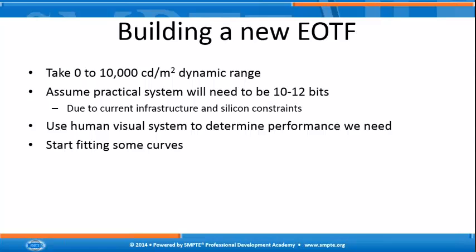So we're going to assume a practical system is going to need to be somewhere in the 10 to 12-bit range these days. Current infrastructure is going to limit us there, not only interface pipelines, but a lot of silicon pipelines as well. 12 bits is kind of the extreme that we can do for now. We want to use the human visual system to determine the performance we need, because that's our ideal to start with anyway, and we'll look at that and start fitting some curves.